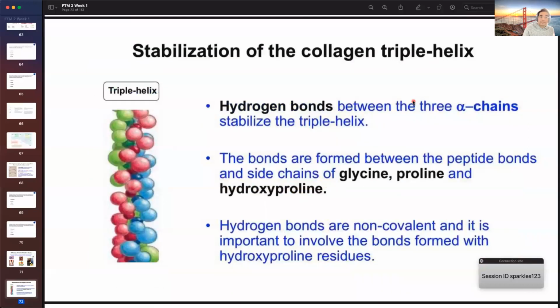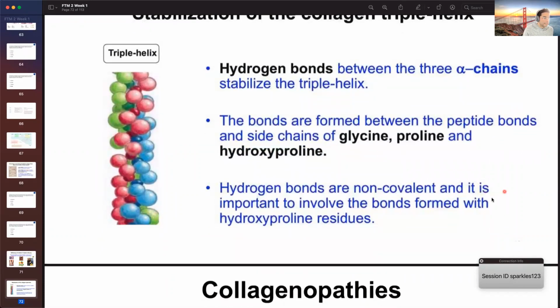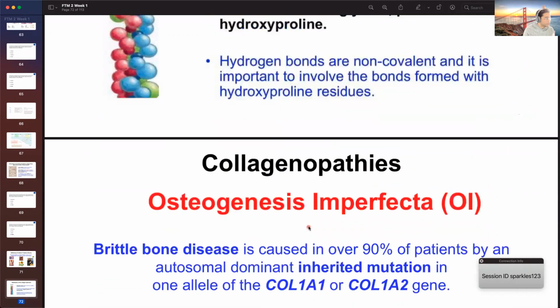Okay. Stabilization: it is a triple helix. This is one of those stronger conformational structures. So there are hydrogen bonds between the 3 alpha chains. Remember, it's an alpha chain. Don't say anything else, it's always an alpha chain. The bonds that happen are between glycine, proline, and hydroxyproline. The enzymes for hydroxylation and glycosylation are important. Hydrogen bonds are non-covalent, and it's important to involve these bonds in the formation of the hydroxyproline residues.